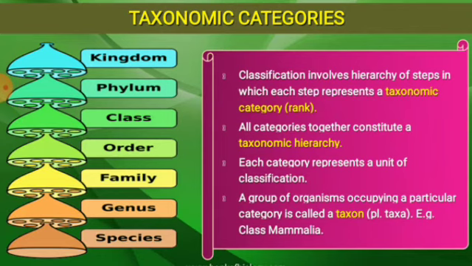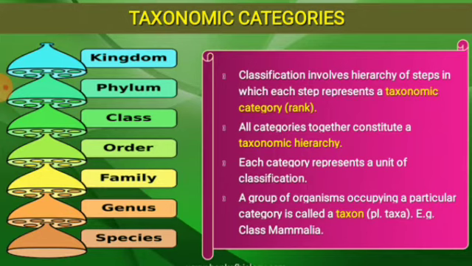The classification involves a hierarchy of steps in which each step represents a taxonomic category or rank. All categories together constitute a taxonomic hierarchy where each category represents a unit of classification. A group of organisms occupying a particular category is known as a taxon. So, in this video, we will discuss one by one the different taxons of the taxonomic hierarchy.